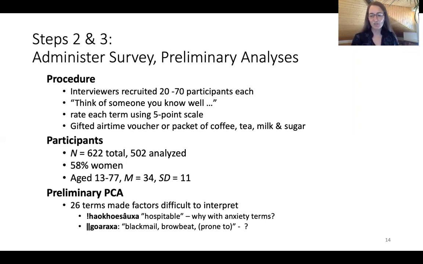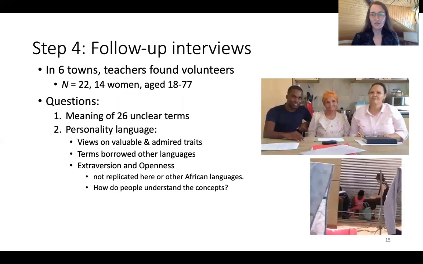We ran through our analysis first in a preliminary way to assess for challenges in interpretation. And as expected, we identified some terms, 26 specifically, that we weren't confident about. For example, there was a term defined in the dictionary as hospitable, but it loaded only with terms meaning anxiety. So we wondered why. And then there was this term, defined as prone to blackmail, and that was just a little hard for us to picture exactly what that meant. So Sylvanus Job and I, again, traveled around the country. We talked to 22 different people in different towns and villages. We asked about those specific terms that we weren't sure about, and some other questions that belonged to another project.